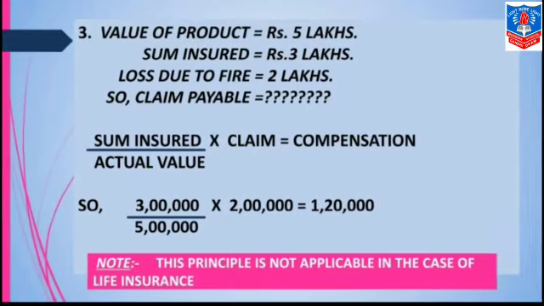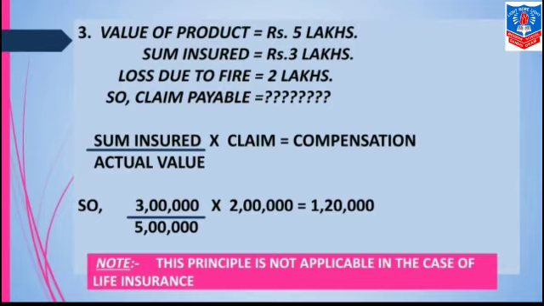Third and last example. When the value of a product is rupees 5 lakhs, but the insurer has insured it only for rupees 3 lakhs, and if the product is partially damaged, which is estimated at rupees 2 lakhs, the insurer will get only rupees 1,20,000 as compensation, as it is the proportionate amount of rupees 3 lakhs which is the insured amount.